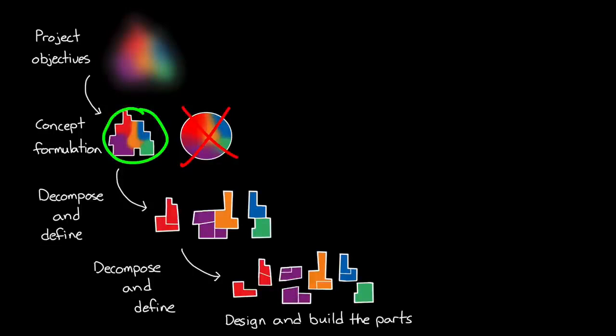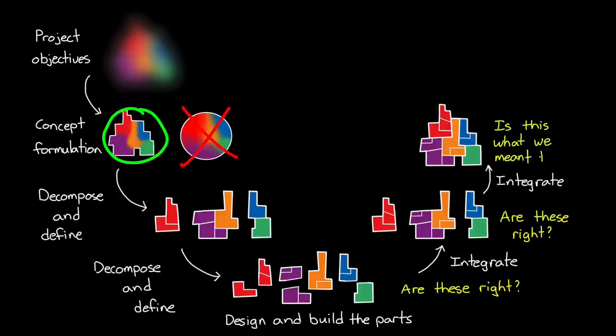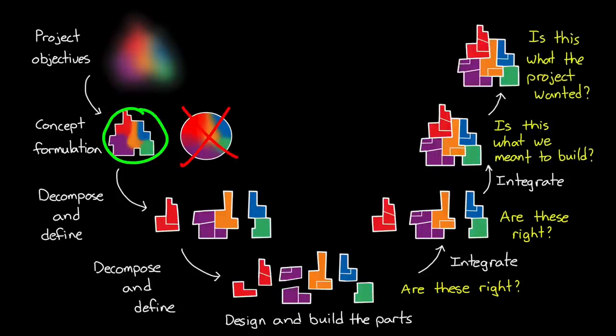And then once these components are designed and built, systems engineering is also the process of ensuring that each component does what it's supposed to do. And then the integration of those components do what they're supposed to do, and so on, until you have a functioning top-level system that satisfies the original objectives.